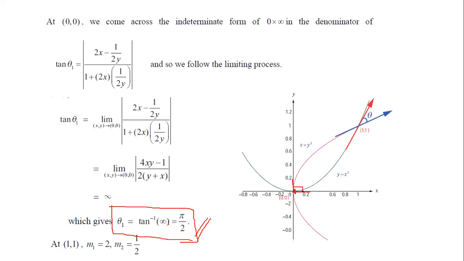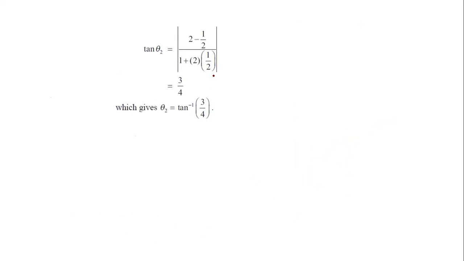Graphically itself, it shows that at 1 comma 1 it is 3 by 4. If you calculate that, the answer is 3 by 4. So the angle between the two curves at the point 1 comma 1 is tan inverse of 3 by 4.